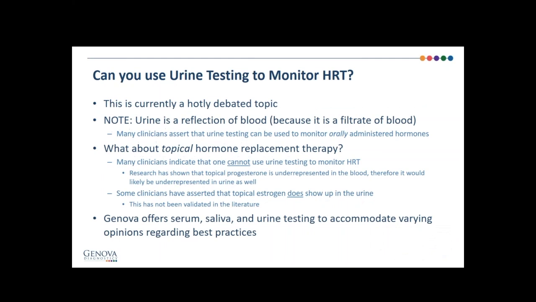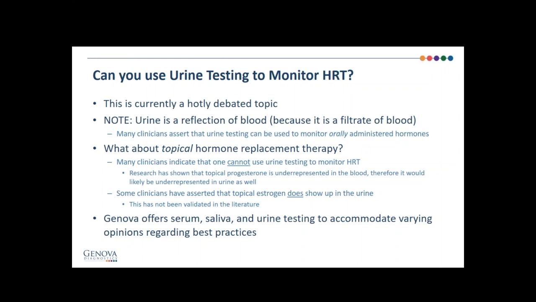Can you use urine testing to monitor hormone replacement therapy? This, I can tell you, is a hotly debated topic. Urine is seen as a reflection of blood because it's a filtrate of blood. You have blood levels, and then there's excretion into the urine. So many clinicians assert that urine testing can be used to monitor orally administered hormones.